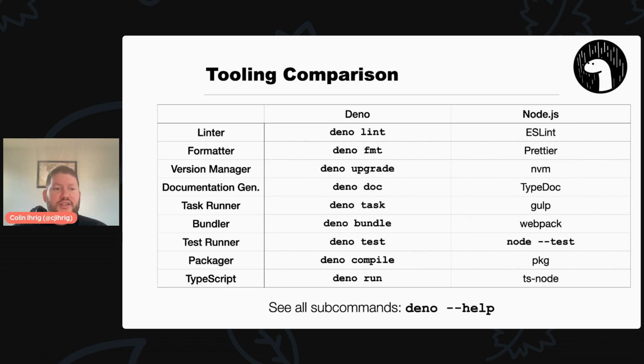And then as far as TypeScript support goes, it's a first-class citizen in Deno, so you can just call deno run and the name of your application. And if it's TypeScript, it'll just work, whereas with Node, you'll either need some transpilation or something like ts-node. And then you can see all of the different subcommands, because this is not a comprehensive list, if you just run deno --help.